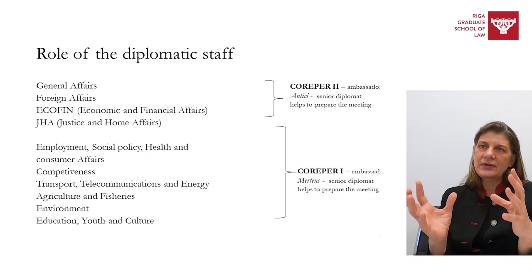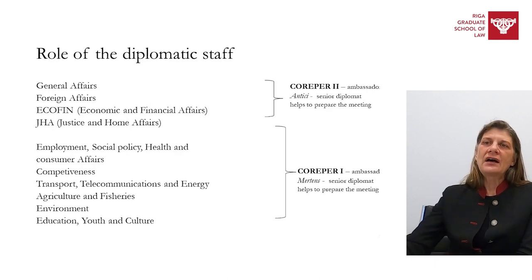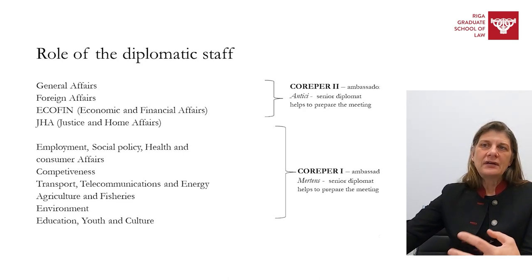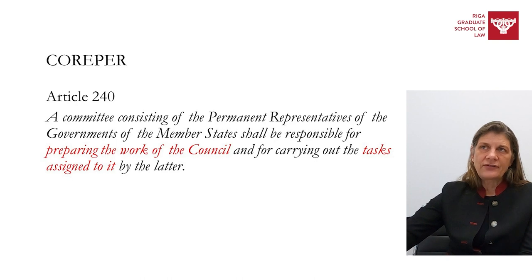And the other part of Coreper is dealing with internal market, with community matters, and here we have all the internal market fields like competitiveness, agricultural, environmental, transport, and you name it. So this is the distinction between the ambassadors, so that they would meet on different dates. They would have meetings on their particular agendas and try to prepare the ministers of respective countries for the negotiations at particular council formation. So here you have the tasks of Coreper being set by the treaty, preparing the work of the council.